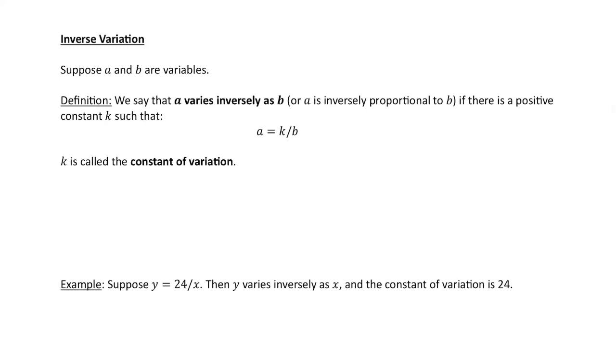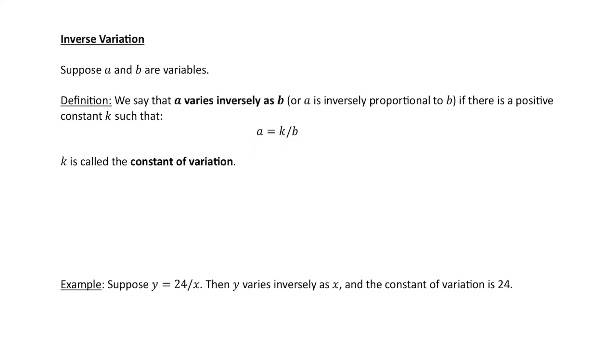Okay, now let's look at inverse variation. Suppose A and B are variables. We say that A varies inversely as B, or A is inversely proportional to B, if there's a positive constant K such that A equals K over B, K divided by B. And again, K is called the constant of variation.